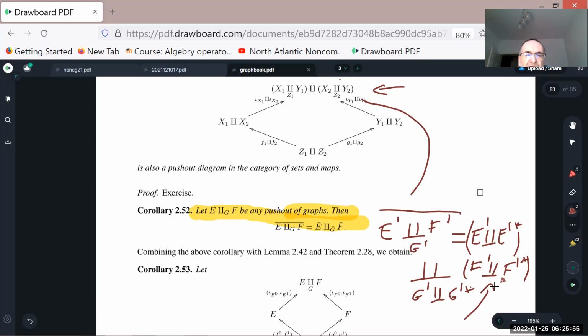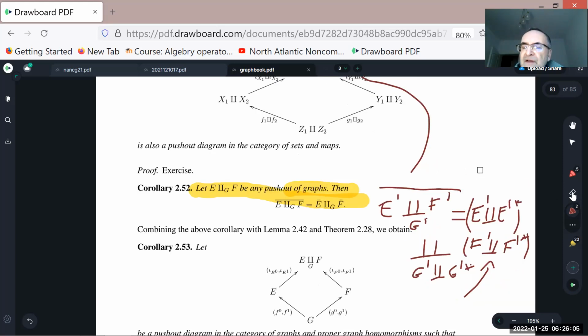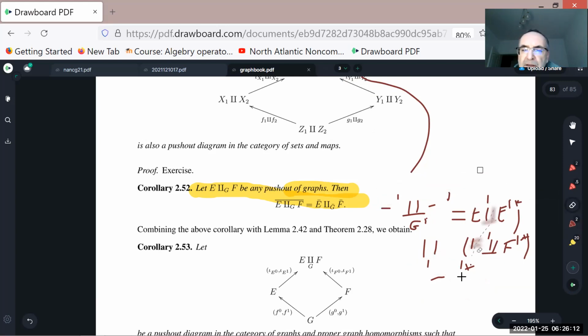And now with this corollary at hand, we can upgrade the push-outs to pullback theorem for Levitt-Pav algebras of graphs to the Levitt-Pav algebras of extended graphs. Let me erase my reasoning here so that it doesn't distract anybody. And now I'll explain how lemma 2.42 and theorem 2.28 come into play.